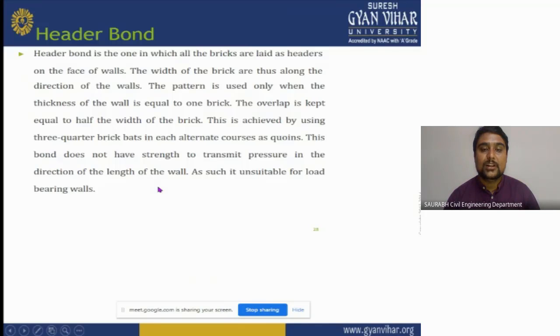This bond does not have the strength to transmit pressure in the direction of the length of the wall. As such, it is unstable for a load-bearing wall.